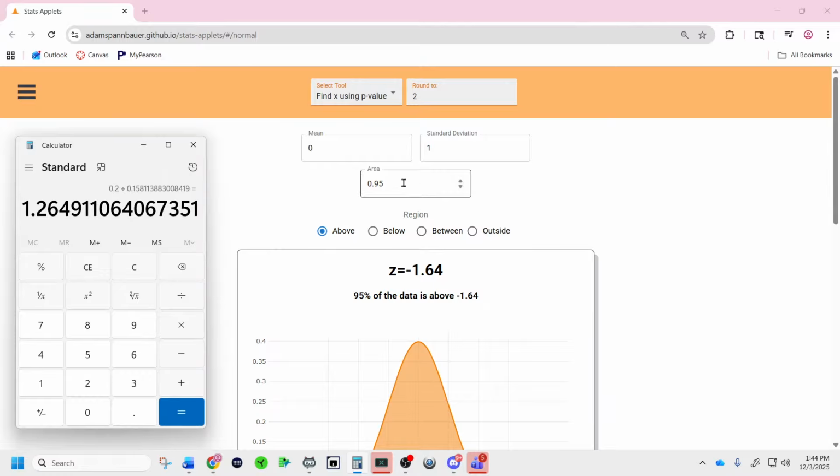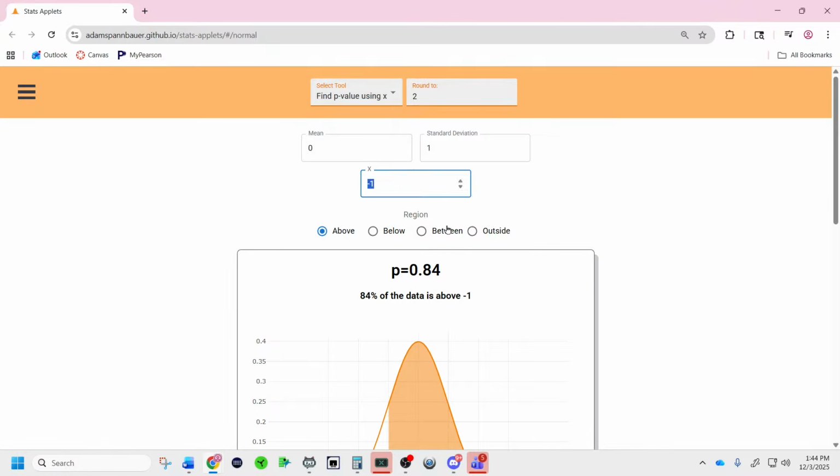How do we know which way to shade the curve? Why am I shading above? How do I know which way to shade the curve?